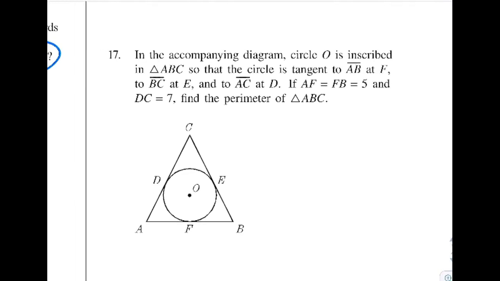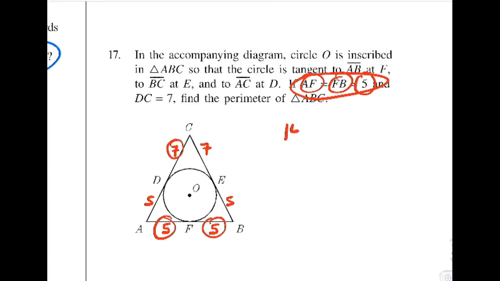17. Let's label what it has given us here. If AF equals FB and they're both 5, and DC is 7, this is the tricky part here. They're telling you that 2 are equal and they're both 5. So let's work our way around. If this is 5, then that's 5. If this is 5, then that's 5. If that's 7, then that's 7. So the perimeter is 7 and 7, 5 and 5, 5 and 5. The perimeter is 34.